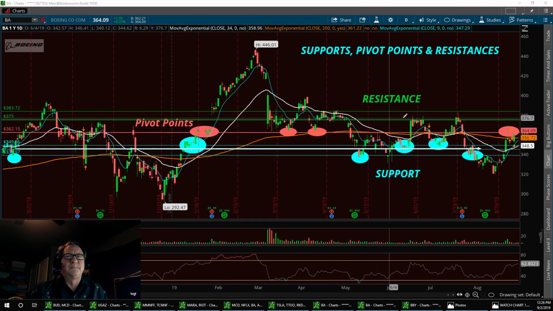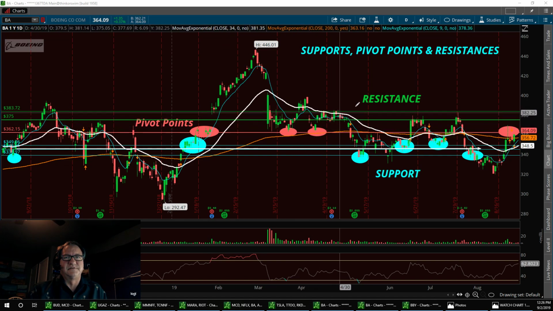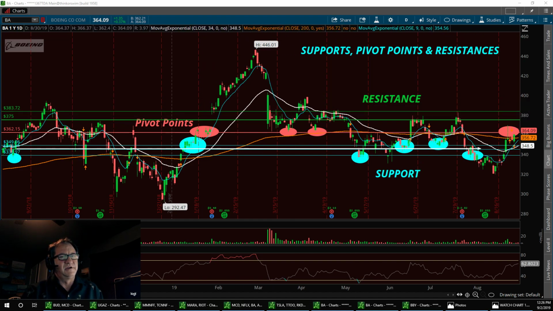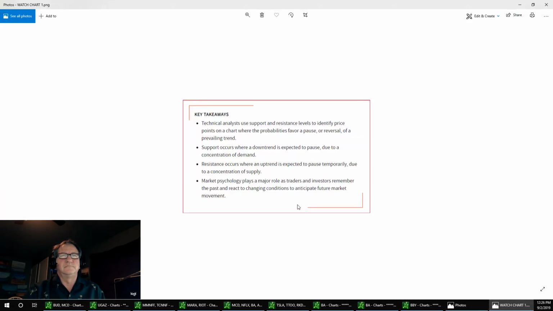If it has broke past resistance, then resistance is a place where it moves up past the pivot point and it decides to start pausing, to start slowing down. Then it starts hitting different resistance levels. And that's more or less your supports, your pivot points, and your resistance levels. And so more or less, it's technical analysis.